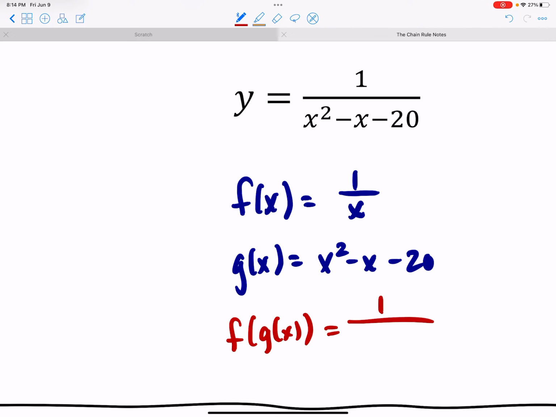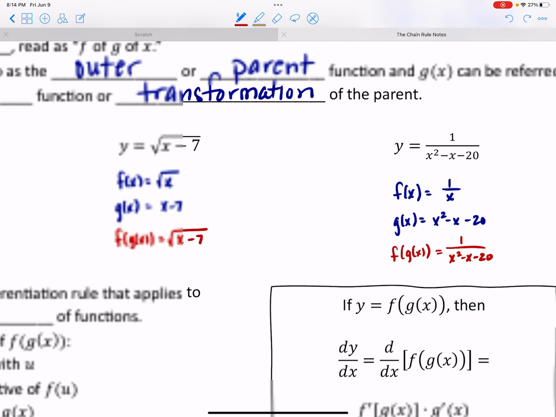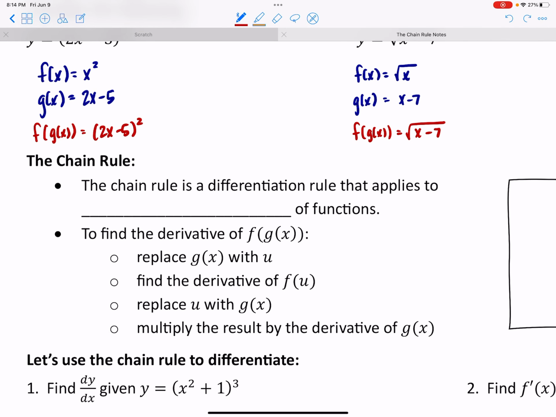So 1 over x squared minus x minus 20 is the composition of these two functions. Okay? So if we identify we have a composition of two functions, again, the chain rule is what we're going to use to differentiate. So the chain rule is a differentiation rule that applies to compositions of two functions.